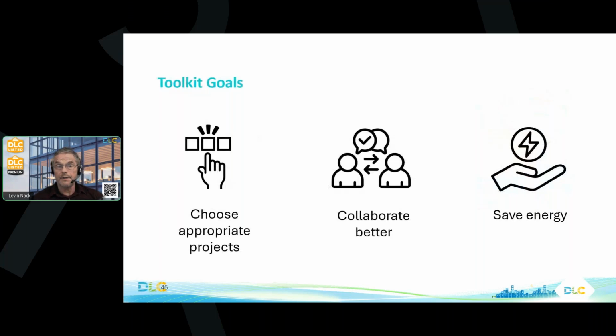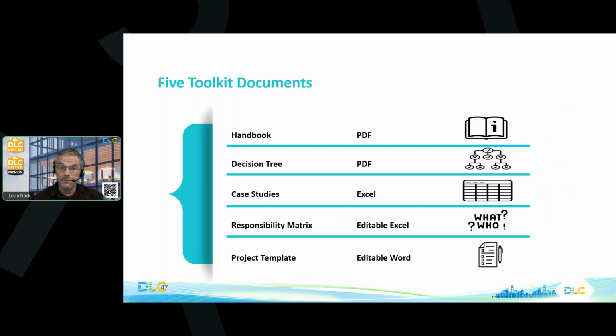Letting you know the toolkit helps decision makers choose appropriate projects for lighting HVAC integration that are likely to save energy at a reasonable price. It will help everyone on an integration project work together more effectively to create successful projects that save energy. The toolkit consists of 5 documents in a zip file.